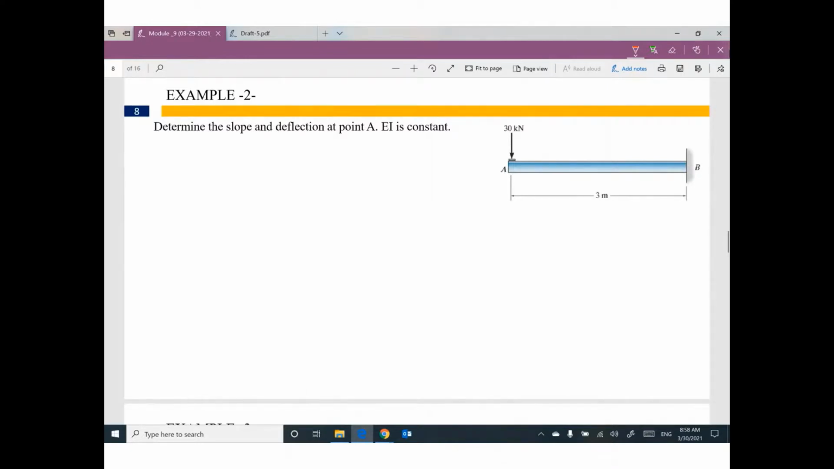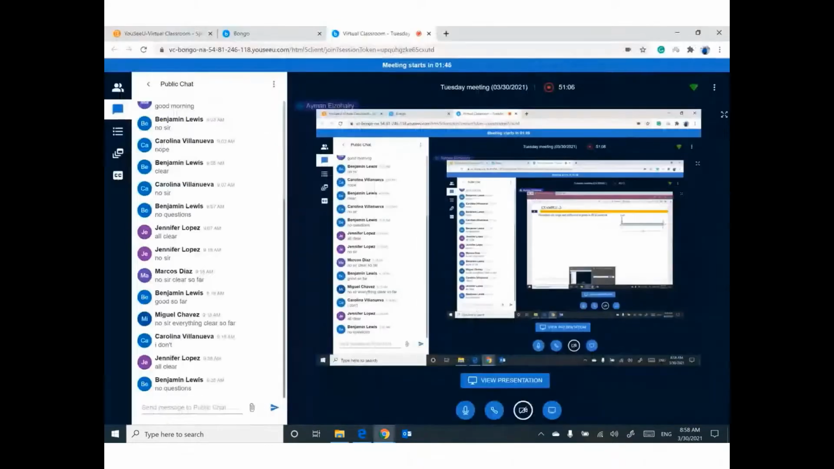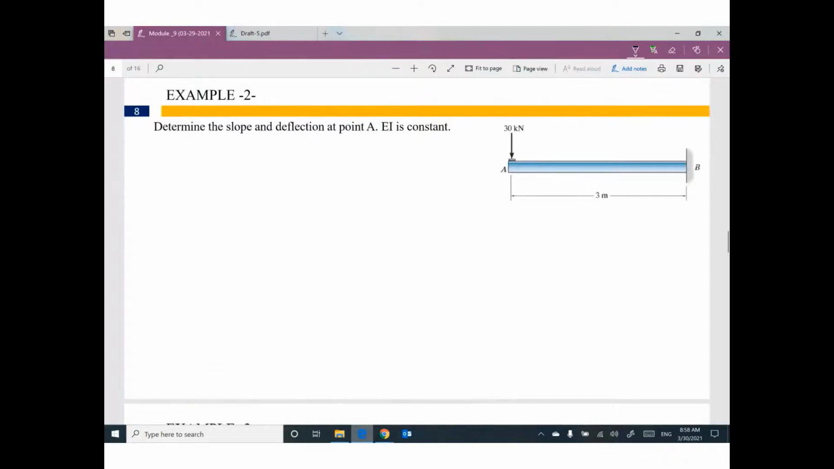Let me repeat these steps one more time by this example. Example number 2, one more time. We have a cantilever fixed at B, and we have one concentrated load, 30 kilonewton. We need to figure out what is the slope theta and what is the deflection y at point A. So theta at A, y at A. First step.